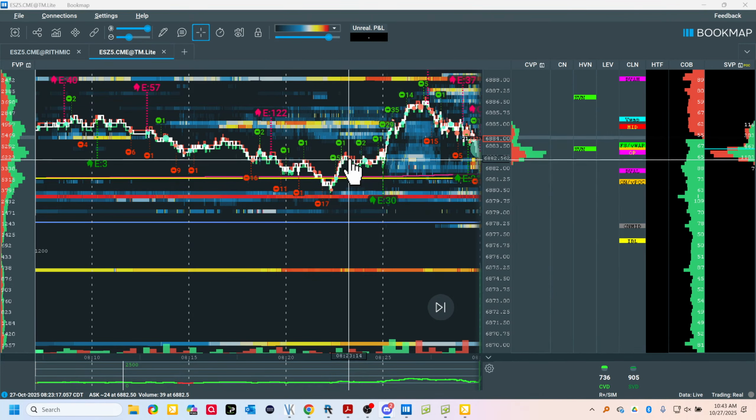This is called a variable high volume node. And what it is, is volume. That's all it is, volume.